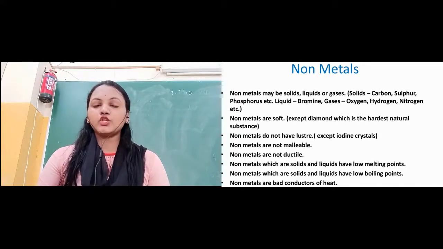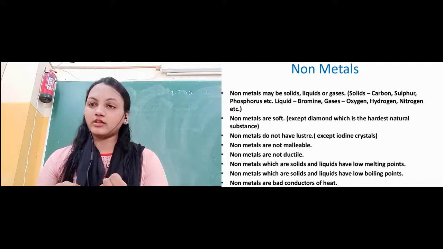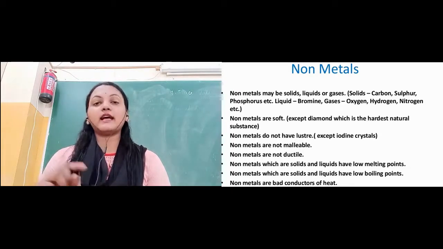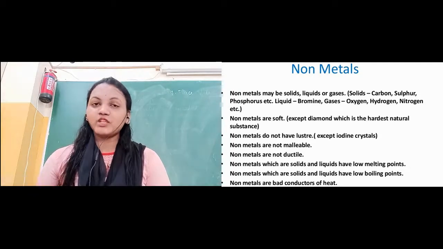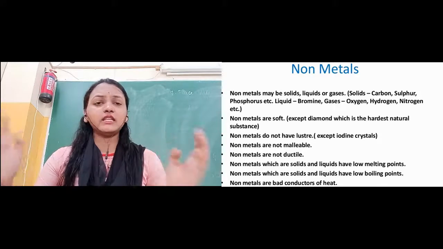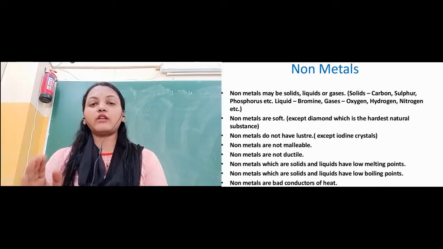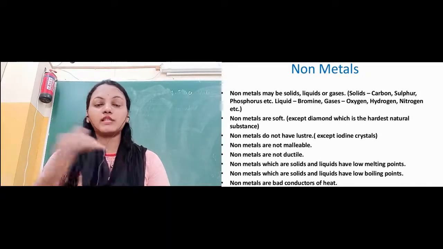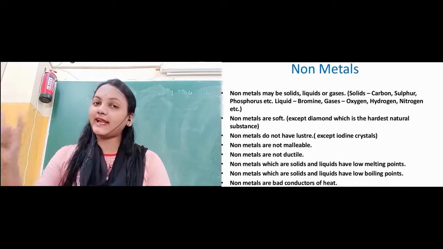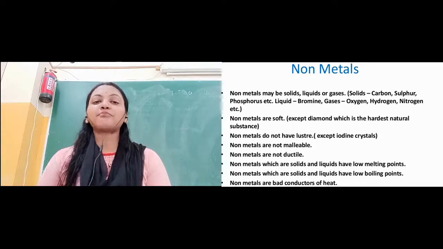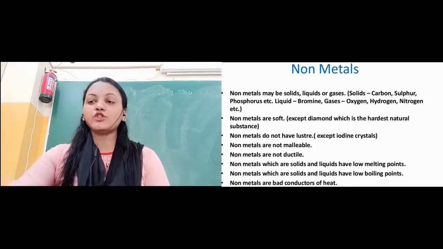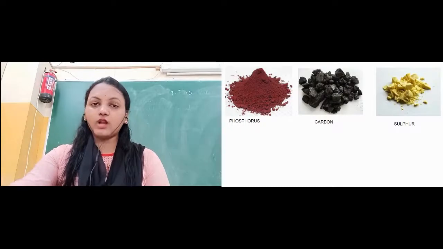So they are not even good conductors of electricity. They have low melting points and low boiling points. These all are the properties of non-metals. Very easy to remember. If you can remember the physical properties of metals, just reverse those properties and they will be the properties of non-metals. Okay, so we will move to our next slide.